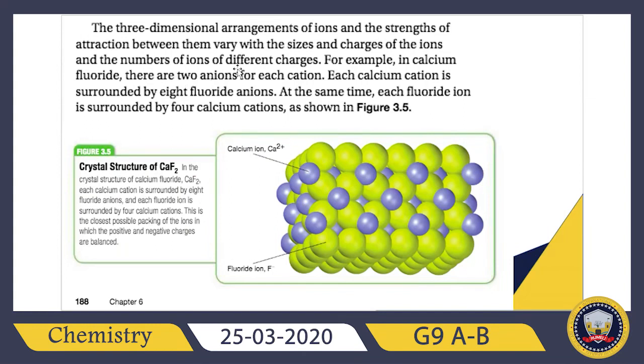Okay, and also what else? Okay, and the numbers of ions of different charges. All of this varies. Now, for example, another one is calcium fluoride. You see here there are 2 anions for each cation. Each calcium cation is surrounded by 8 fluoride anions. At the same time, each fluoride ion is surrounded by 4 calcium cations. You see here? So this is the crystal structure of CaF2.